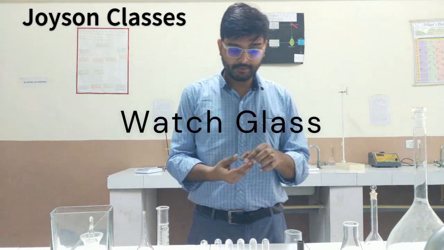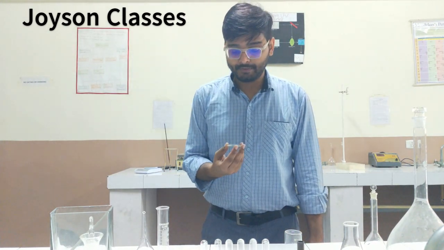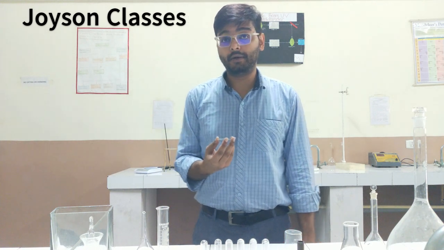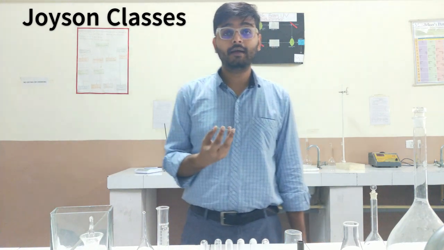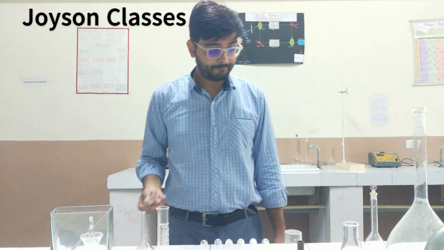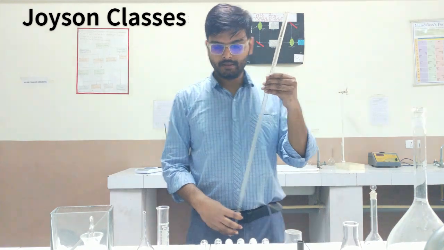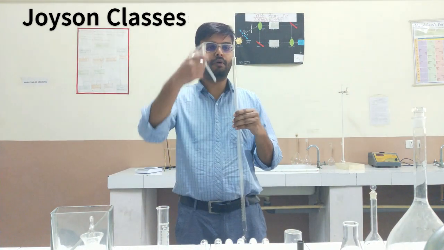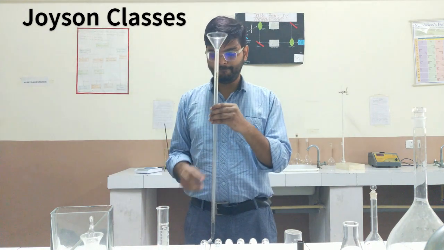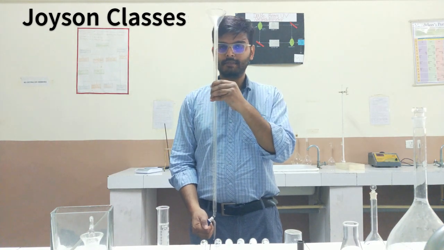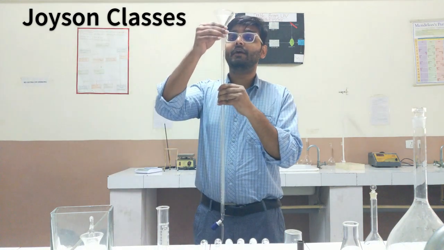If you want to see anything, meaning the nature of any solid material, maybe crystalline or amorphous, you can take it in the watch glass and watch it. So this is a watch glass. Burette. We have a burette of 50 ml. Here, we pour the known reagent into the burette for titration purposes, and make sure to close the knob at that time. So that's how it can be used.